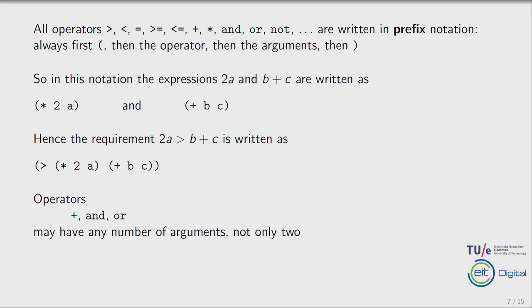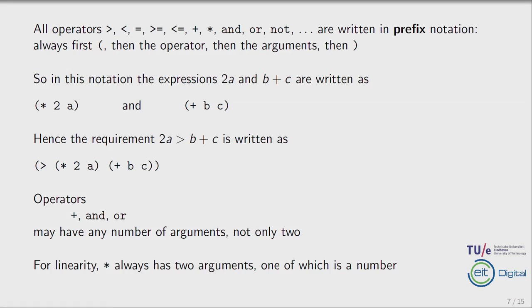The operators plus, and, or may have any number of arguments, not only two, and that's often convenient if you want to add a great amount of numbers, or if you have the conjunction of a great number of requirements. You only need to put a single plus at the start or a single and at the start.